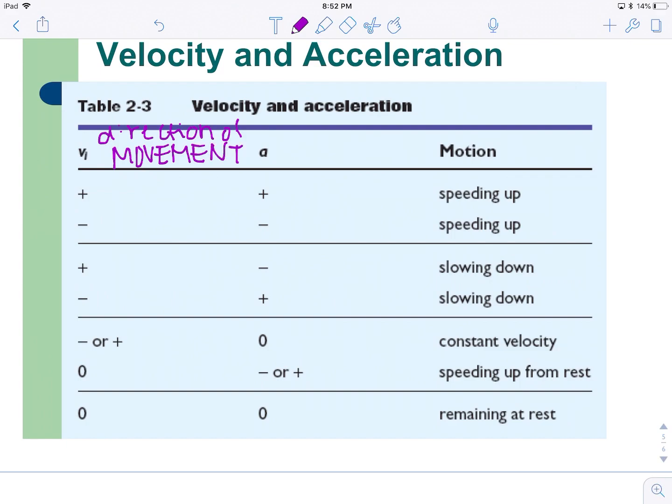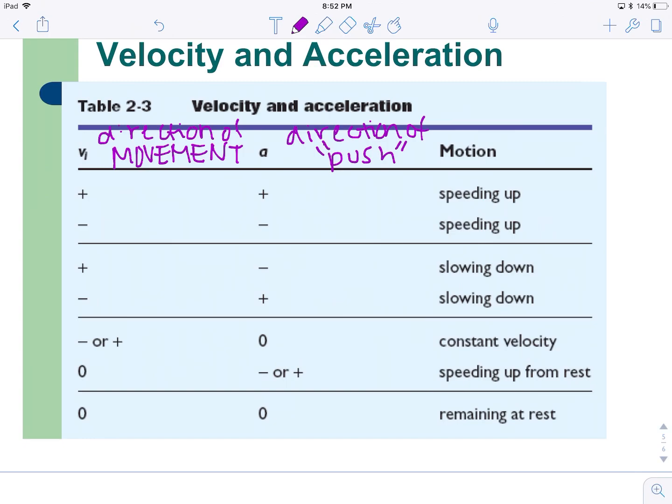For acceleration, I want you to think of an object getting pushed. And acceleration is kind of like a push on an object. We'll get into why at a later unit. So when you think of acceleration, I want you to think of direction of a push. Something is pushing on the object, causing it to change its motion.